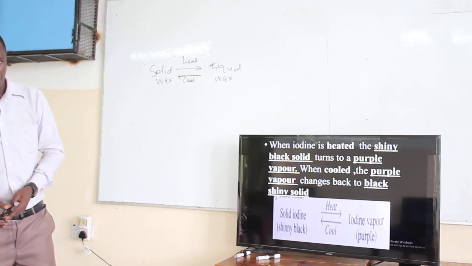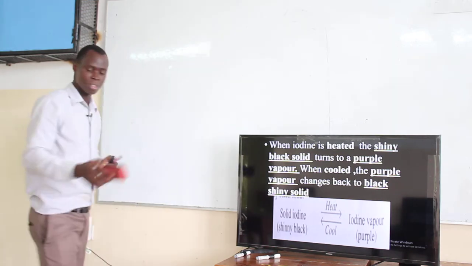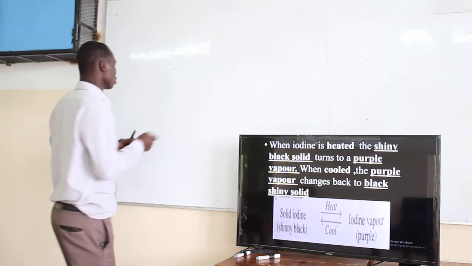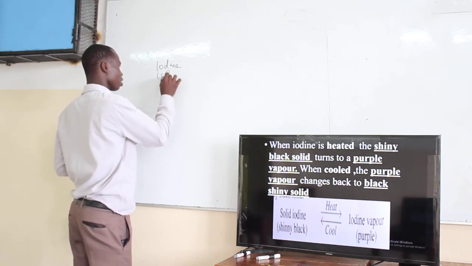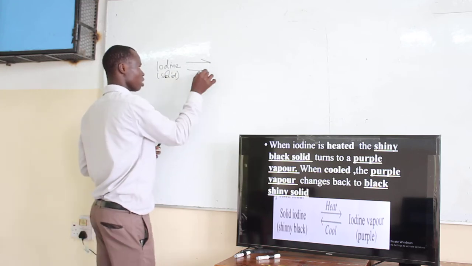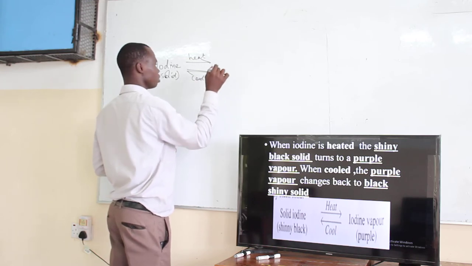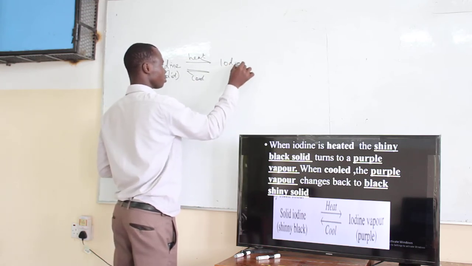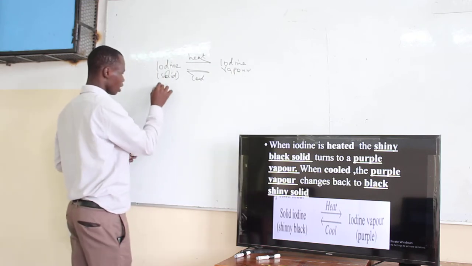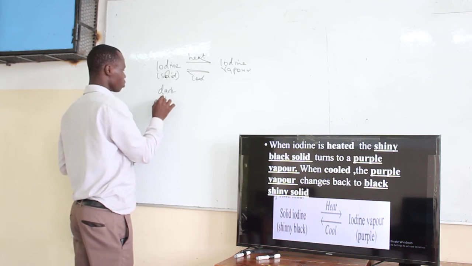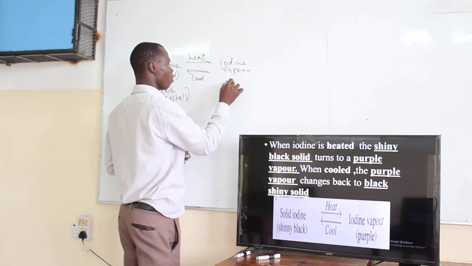The third example is iron, and I think we have dealt with so much iron experiment. Iron, and this is solid. Then heat, cool, iron vapor. So these are dark crystals, while this one is purple vapor.